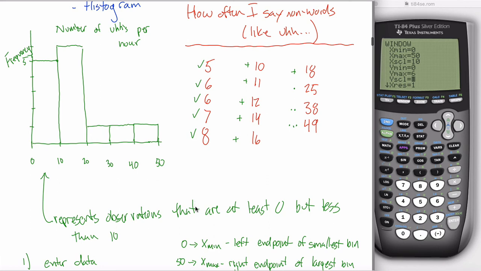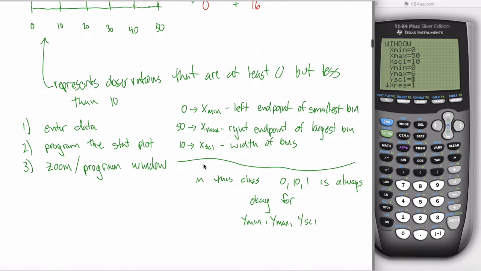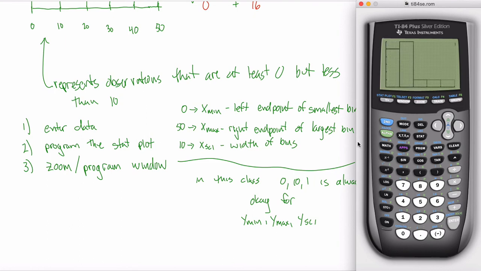That's it. That's how you program the window. That's your third step. When you're done programming the window, just hit the graph key, and if all went well, you'll be able to see a histogram.